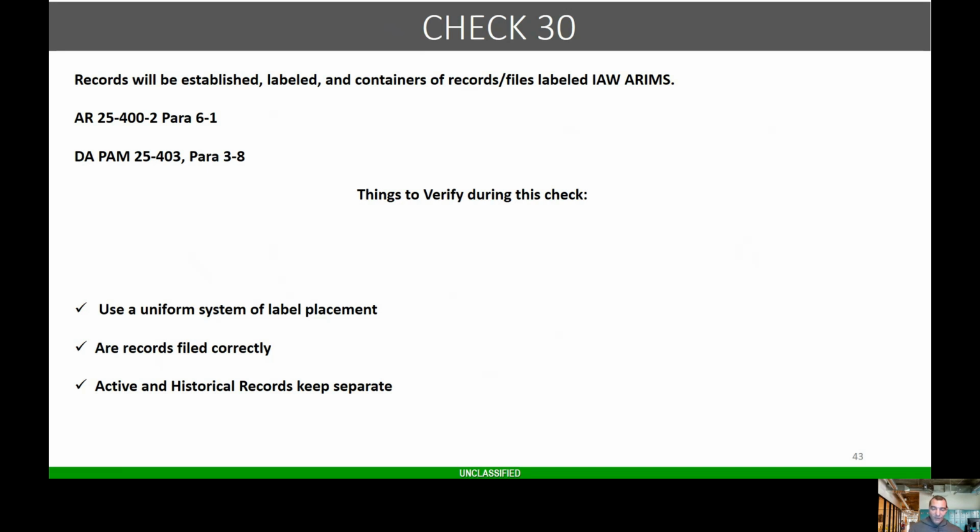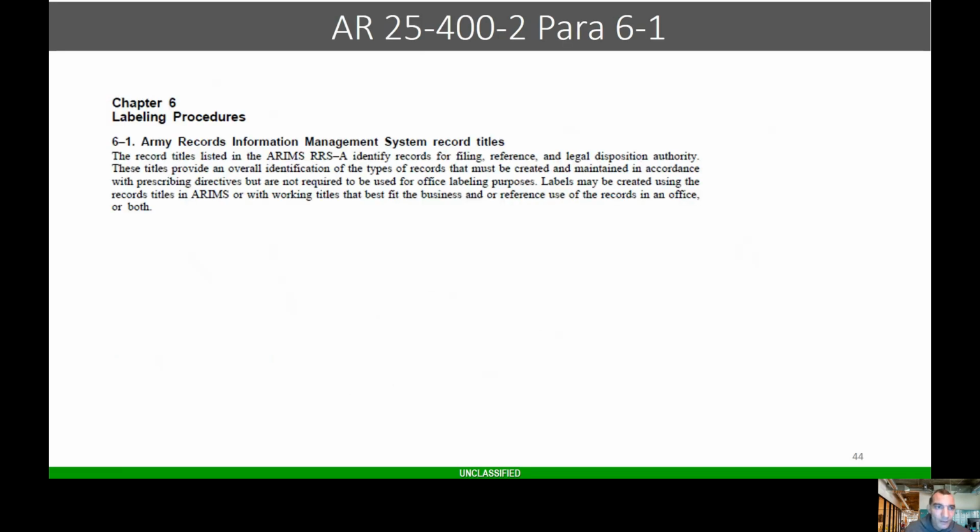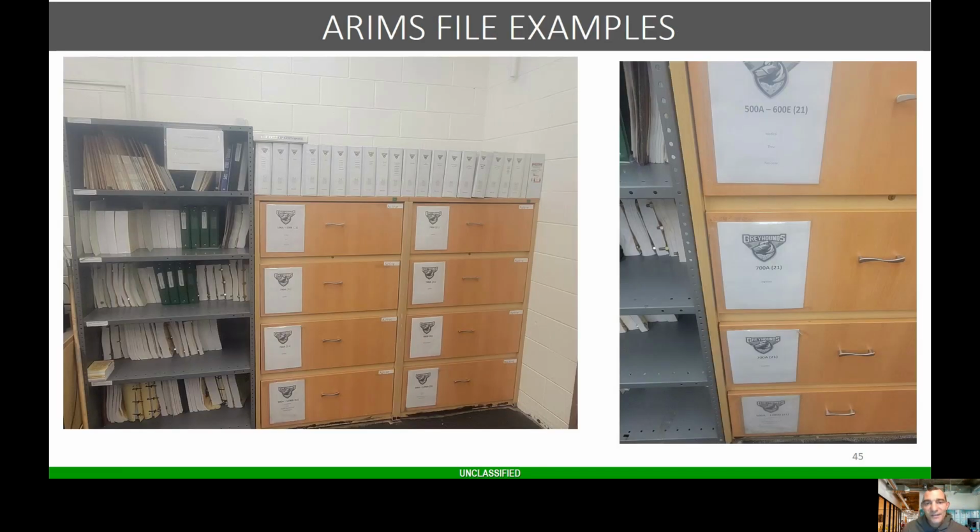Okay, so their filing cabinets and all should be labeled correctly. Labeling procedures, we're not going to go too far into that, but here's an example of ARMS file examples. As you see, they have all their binders labeled with the ARMS label. They have all their drawers labeled. For example, if you look to the right-hand side, 500 Alpha through 600 Echo.